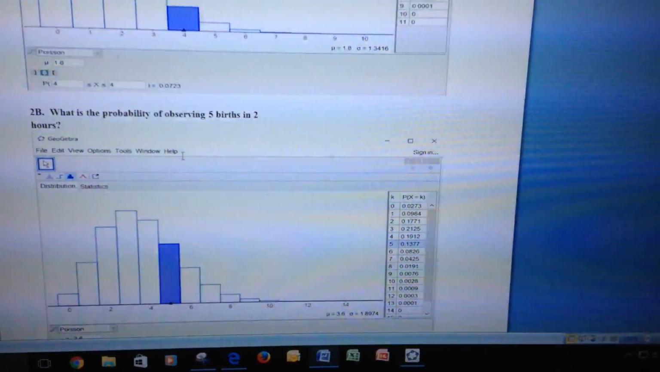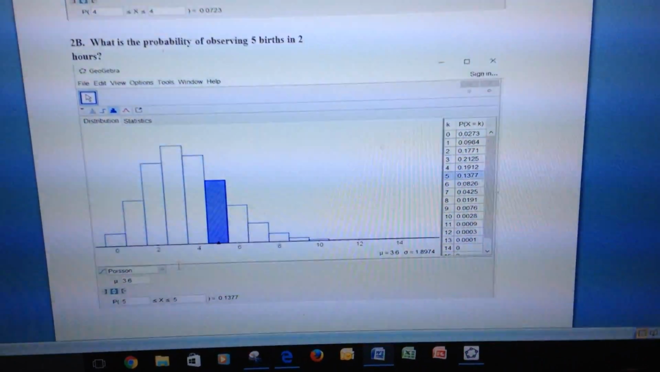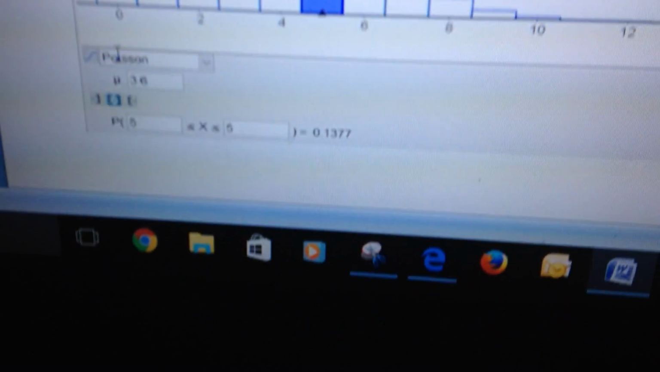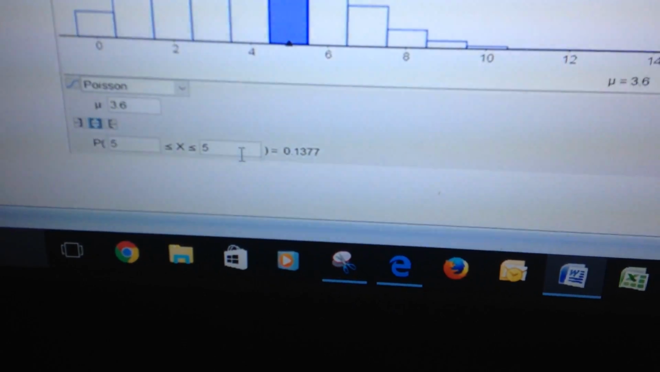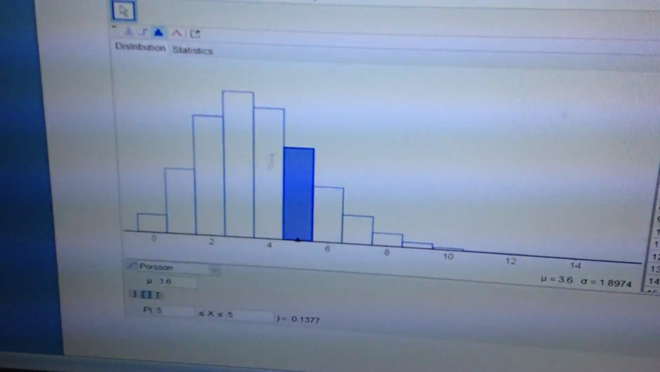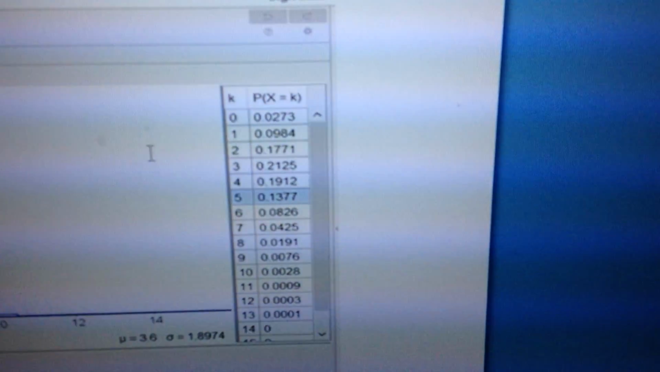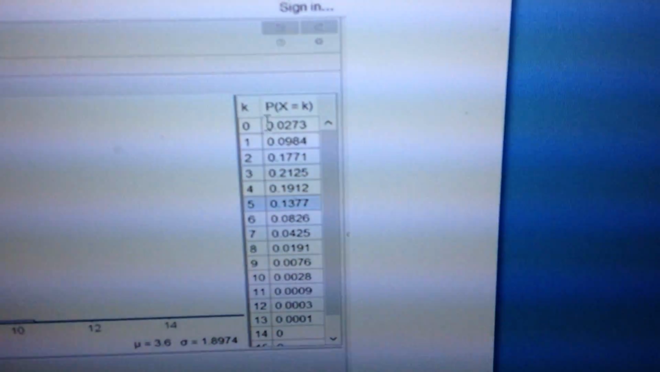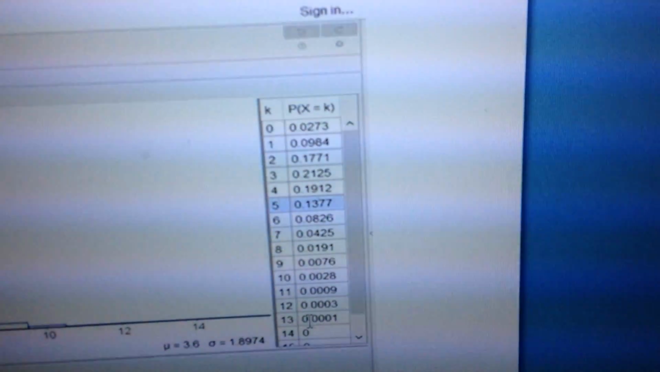Part 2b says, what is the probability of observing 5 births in 2 hours? So this time I changed the rate to be 3.6 here. The probability of getting 5. There's our graph, our histogram. And over there it gives us all of our values possible. From 0 all the way up to 13 is the last one where we'd have a value. At 14 you have 0 probability.